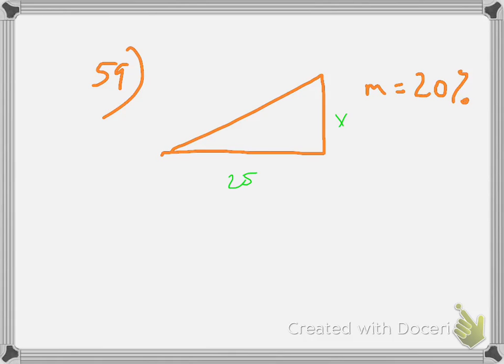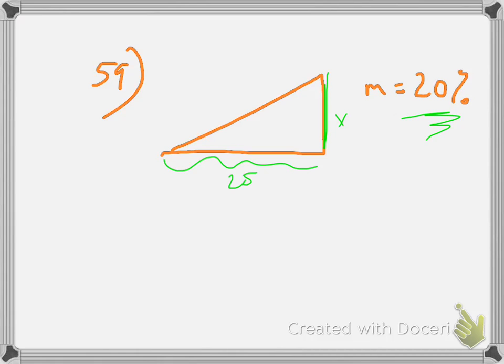So for 59, it's a story problem. A motorcycle daredevil is planning a stunt to perform at a county fair. A ramp must be built to give him a 20% grade or slope. So this slope, up and over, has got to be 20%. He knows how long this is, 25 feet. That's the length of the ramp. We've got to figure out how high it has to go up.